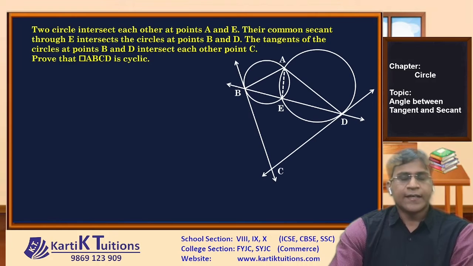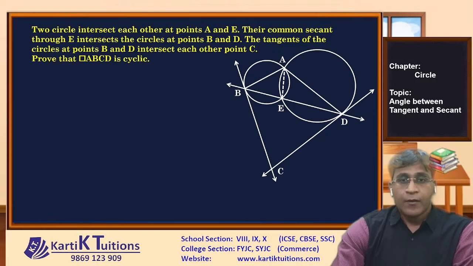Two circles intersect each other at points A and E. Their common secant through E intersects the circles at points B and D. The tangents of the circles at points B and D intersect each other at point C. Prove that quadrilateral ABCD is cyclic. Now see, to prove any quadrilateral is cyclic, we are just supposed to prove that opposite angles are supplementary. Now when I say opposite angles, I am talking about angle A and C or angle B and angle D.